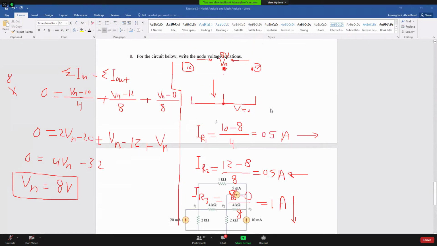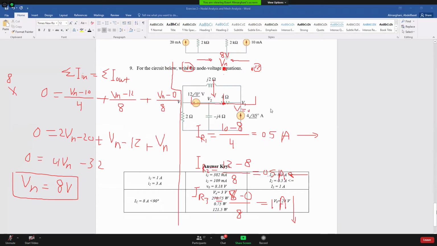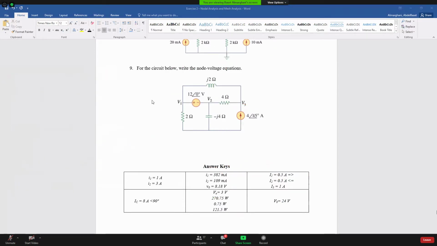Just because the last ones are the long ones. Here are the answers here. Okay, those are the answers. This is the answers for the questions, the key answers. Now I'm going to do this question here. It says, write the node voltage equations, just the node voltage equations.